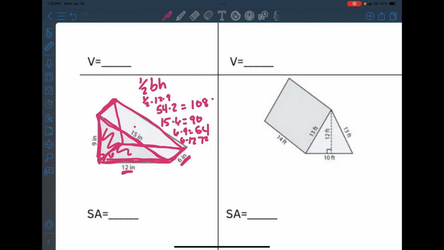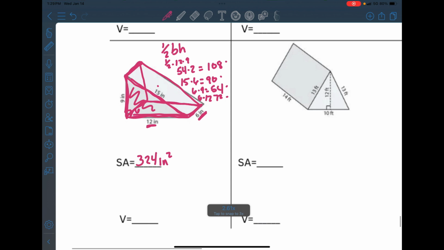Now you're going to add this one, this one, this one, and this one. And you're going to get 324 inches squared. For the prism, we know that for the volume, it's capital B times H.